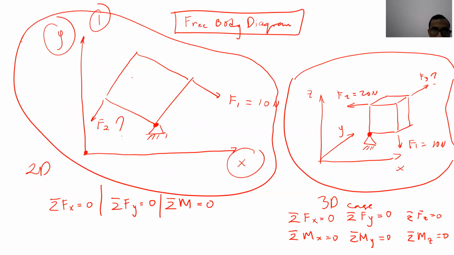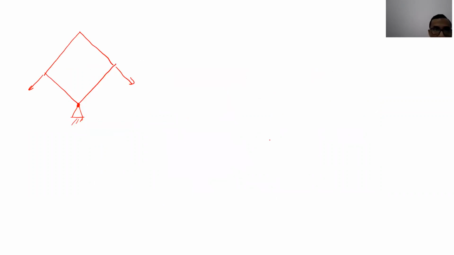So just now we have this, right? And it has pin over here. And force like this. Okay, F1 is 10 Newton. F2 is unknown.